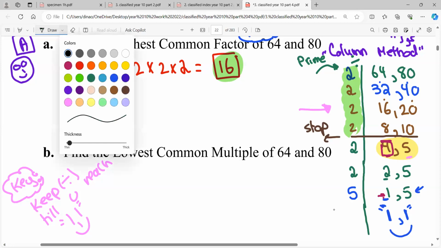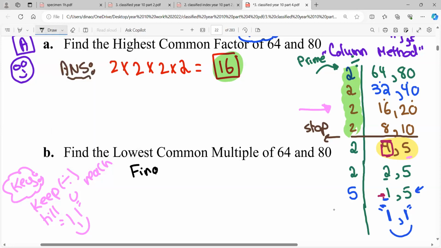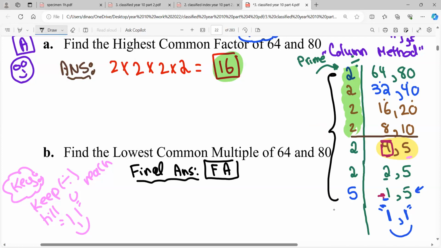Now, it's time بقى to write my final answer. And those of you who attend with me in school, you will always find me writing this FA. Now, what does FA stand for? FA stands for the final answer. Now, what is the final answer? The final answer will simply be all of these numbers multiplied. Your LCM will be all of these numbers multiplied together.